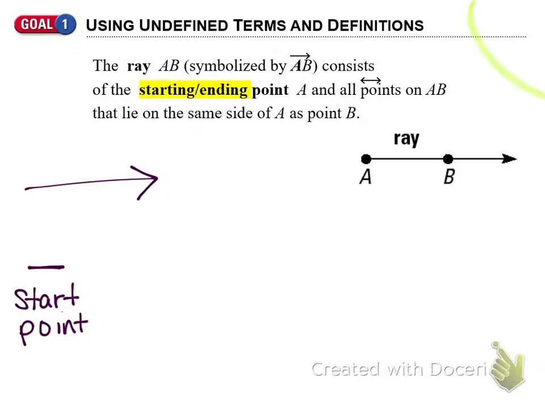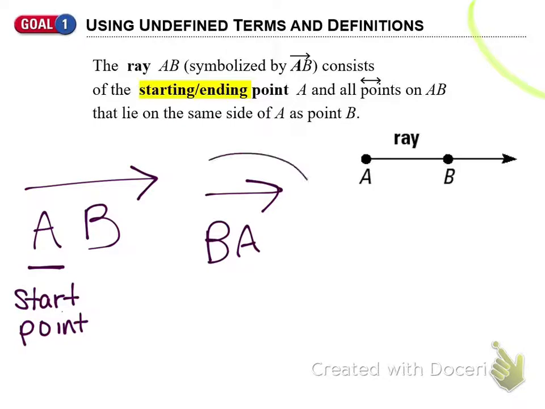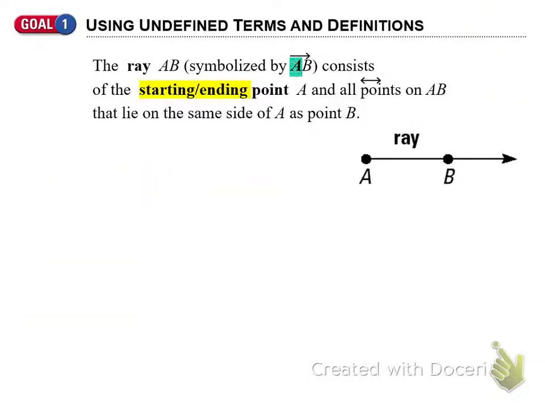So what's the starting point of this ray? A, and then it goes infinitely in the direction of B. You cannot reverse the letters. So here's what I mean. AB is not the same as BA. If I write BA, what did we say the first letter was? The starting point. So if I say BA, that means the starting point was B, and then I went in the direction of A. So they are not the same thing. You cannot reverse them.